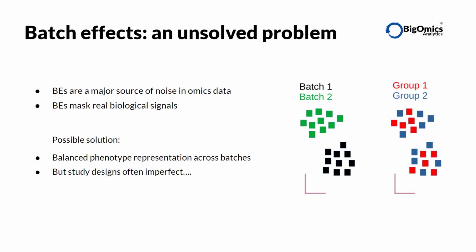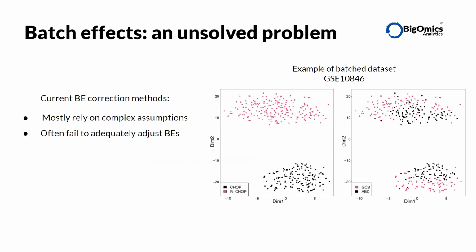Especially in the clinics or in big collaborations, where one data set is generated in one lab, another in another lab. So this is a clear example of a data set with strong batch effect, where samples clustered by technical variation rather than by biological effect.